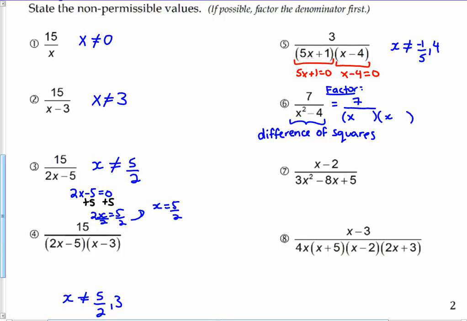Okay, so how do we actually factor this? Plus 2 and minus 2. And so now it's easier to see your NPVs, and you're less likely to miss one. A lot of you might have spotted positive 2, but forgot about negative 2. In factored form, we can now see both values that would make the denominator 0. X can't be plus or minus 2. Cool?